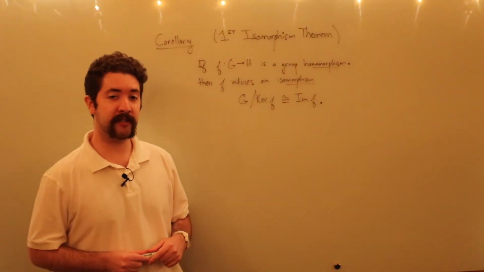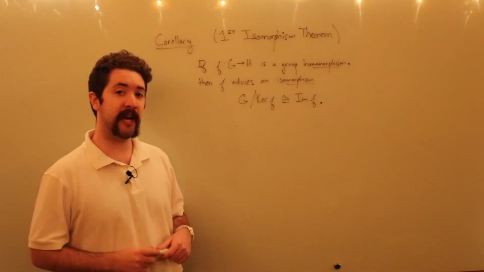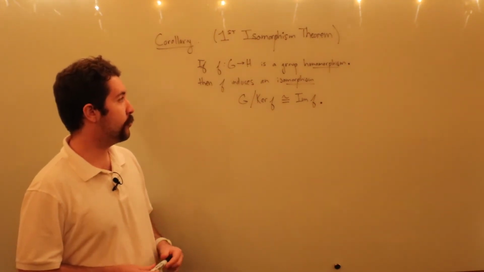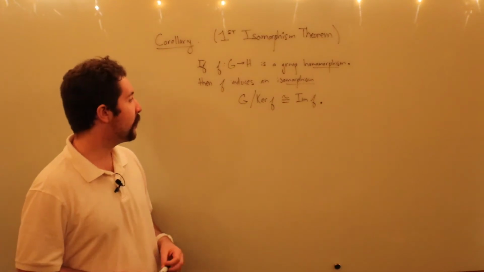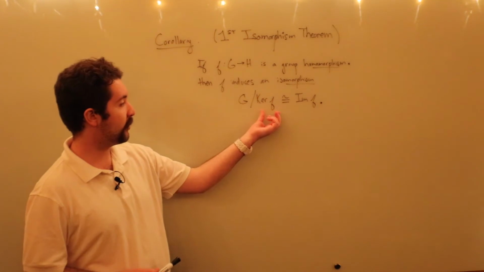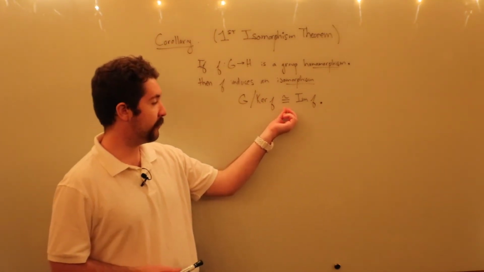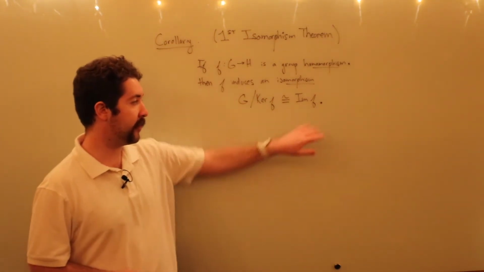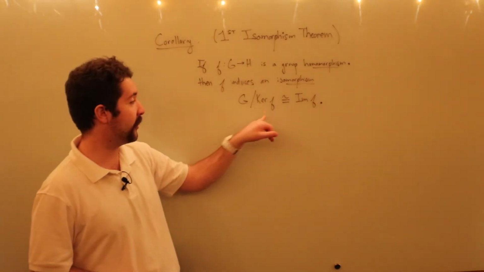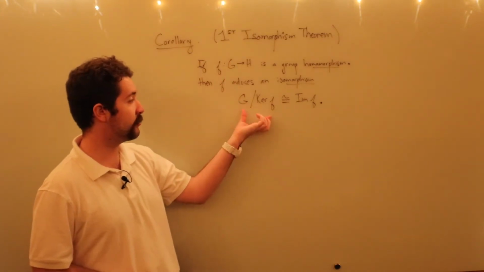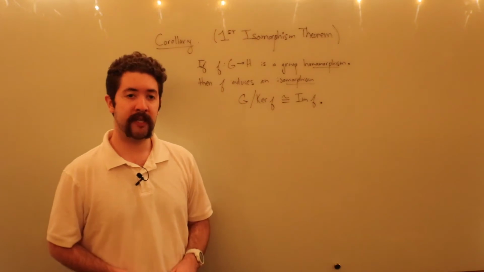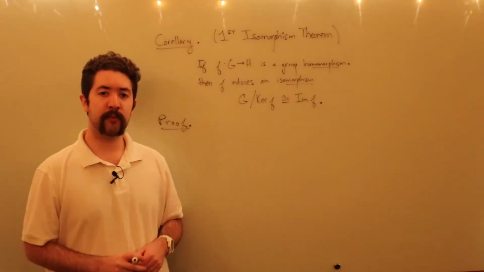Our first corollary is also known as the first isomorphism theorem, and it says that if F is a group homomorphism from G to H, then F induces an isomorphism: G quotiented by the kernel of F is isomorphic to the image of F. We know that the image of F is a subgroup of H, and the kernel of F, we showed before, is a normal subgroup of G, which means this quotient is well defined, and this quotient is indeed isomorphic to this image subgroup. The proof is simple.